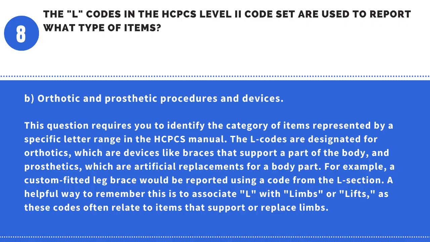This question requires you to identify the category of items represented by a specific letter range in the HCPCS manual. The L codes are designated for orthotics, which are devices like braces that support a part of the body, and prosthetics, which are artificial replacements for a body part. For example, a custom-fitted leg brace would be reported using a code from the L section. A helpful way to remember this is to associate L with limbs or lifts, as these codes often relate to items that support or replace limbs.